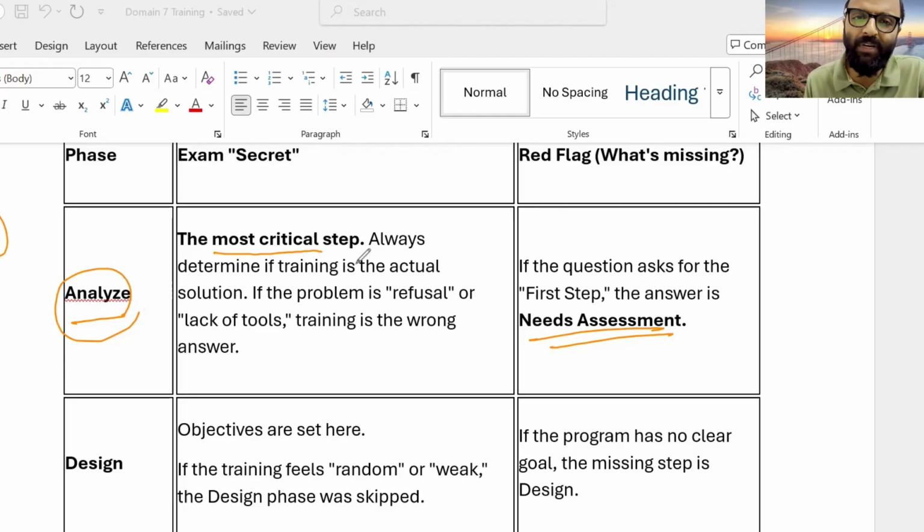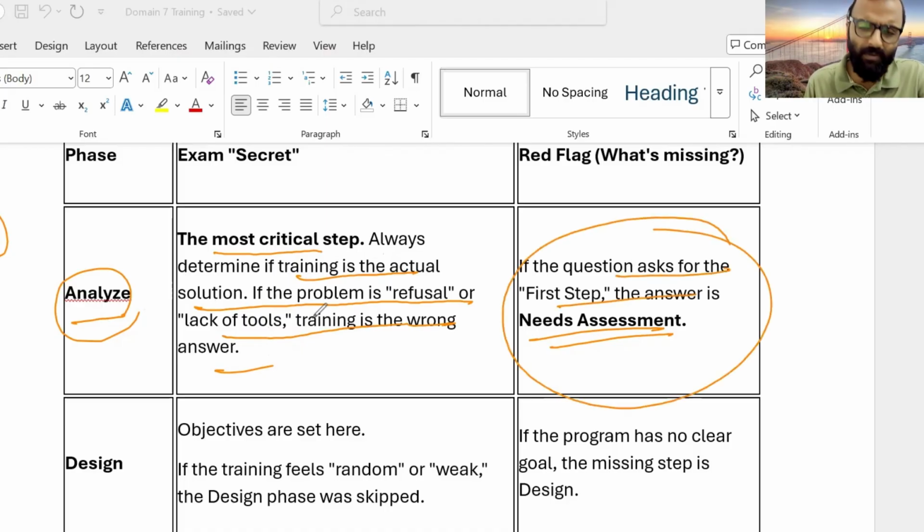So analyze is the most critical step. Always determine if training is the actual solution. If the problem is refusal or lack of tools, training is the wrong answer. If they are not motivated, not willing to do the work, or are on a continuous strike, training is not the solution. If the question asks for the first step, it is need assessment. First, you have to assess the need and understand whether training is required or not.